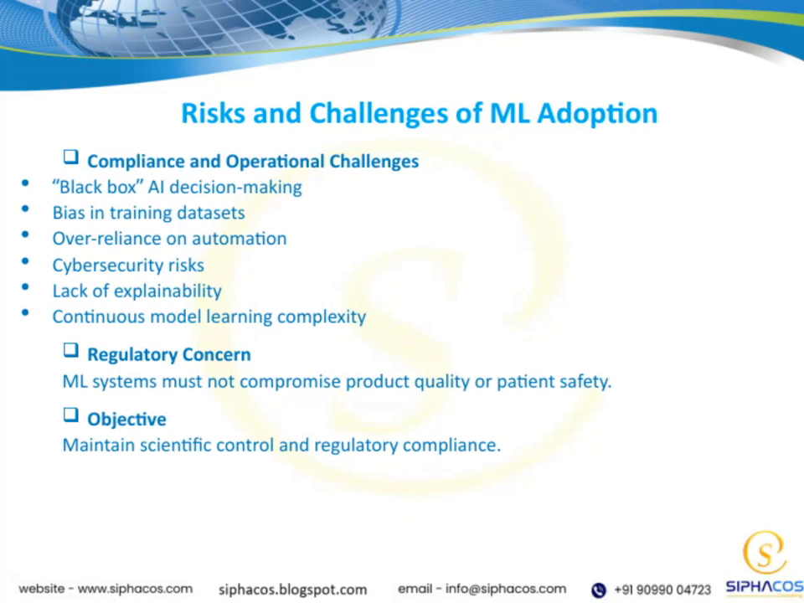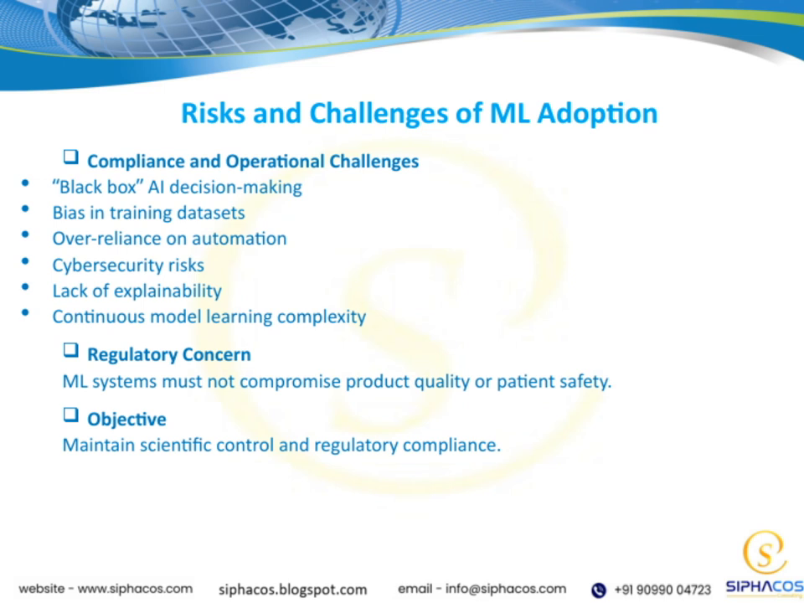Now, let's talk about some of the key risks and challenges we face when adopting machine learning. First, there's the issue of compliance and operational challenges. Implementing ML systems can be complex, and ensuring they meet regulatory standards is critical. One of the more well-known challenges is what we call the black box problem. Many AI decision-making processes are not transparent, making it difficult to understand how a specific outcome was reached. This lack of explainability can be a significant hurdle, especially in regulated environments where accountability is essential.